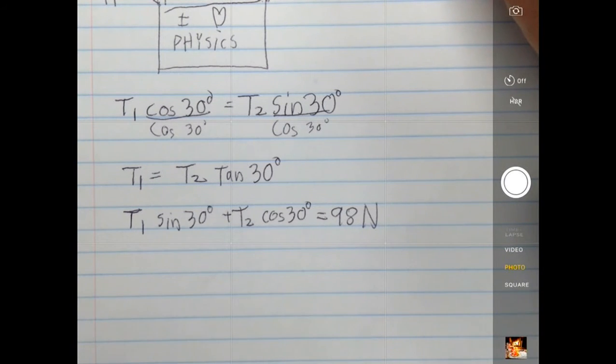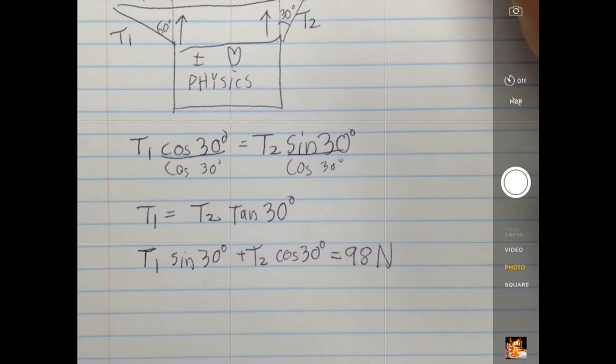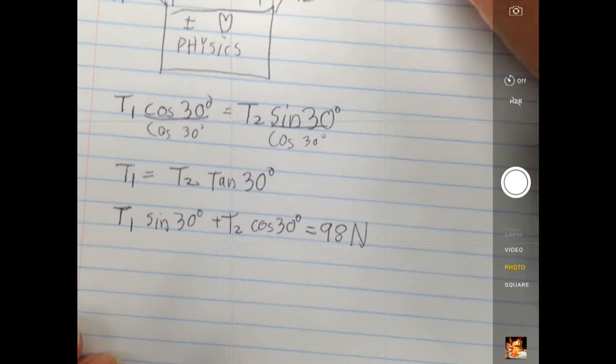They're not going to be split 50-50 like they were before. In fact, you might have some intuition that tells you which of the two tensions is going to be holding up more of the sign. Is it tension 1 or tension 2? Pause it. Which one is going to be supporting more than half the weight of the sign? Well, there you have a prediction. All right, we'll see as we work through the math.